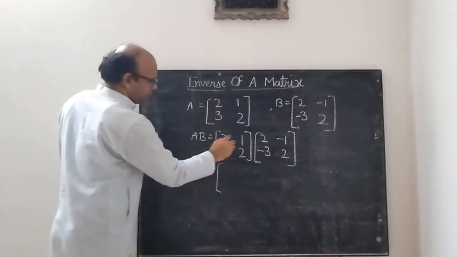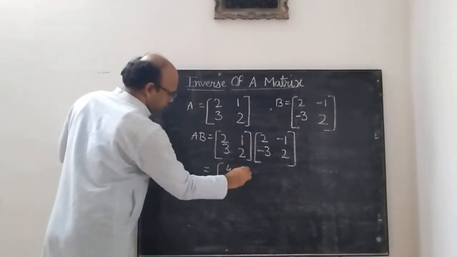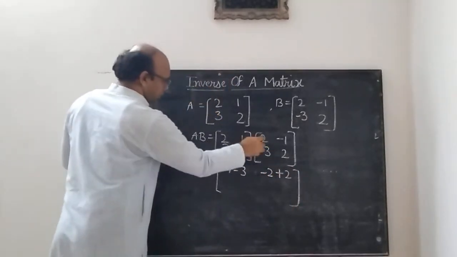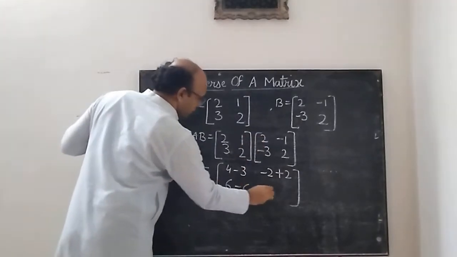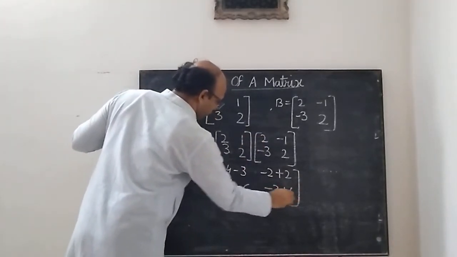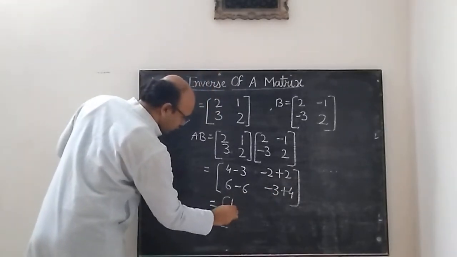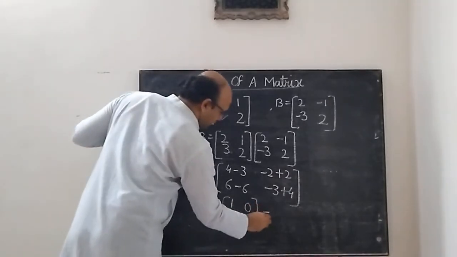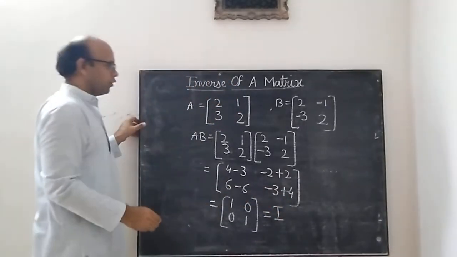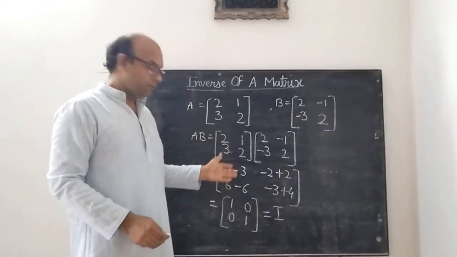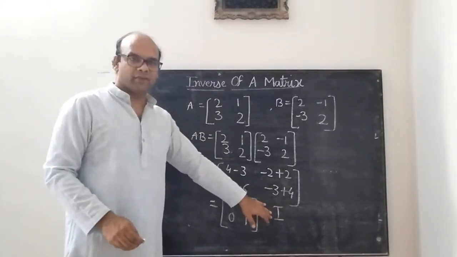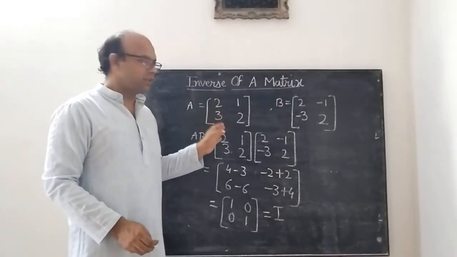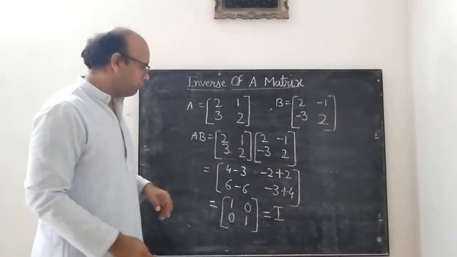To multiply you will have 4, -3, then you have -2, +2, 6, -6, -3, +4, and what we are getting is 1, 0, 0, 1. This is the identity matrix. Now similarly, if you take B into A, we will again get the identity matrix. So what conclusion can we make? That these two matrices are inverse of each other and both are invertible matrices.